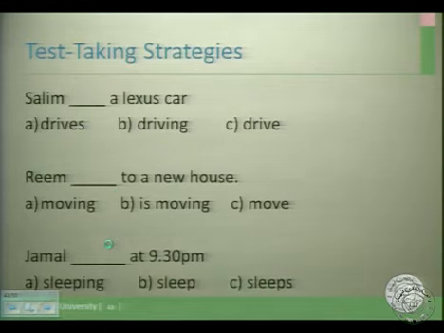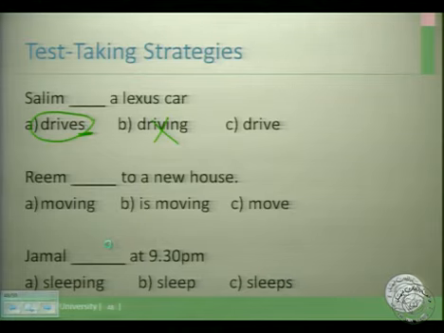Salem Alexis' car is it drives, driving, drive. We talk about a fact. He has Alexis' car, so he drives Alexis' car. We have one person, so it is drives, the verb with s. It's not driving, because we are not talking about something that is happening now, and we have no verb to be. We don't have is here. So it is drives. It's not drive. Why? Because Salem is one person. When we talk about one person, we use the s.